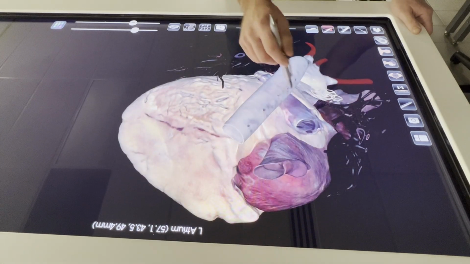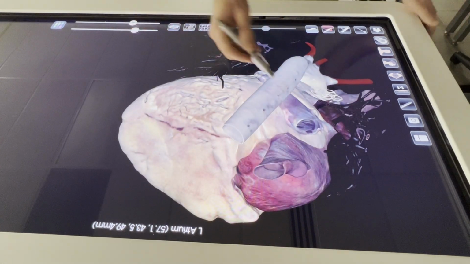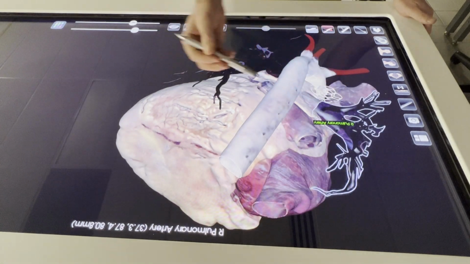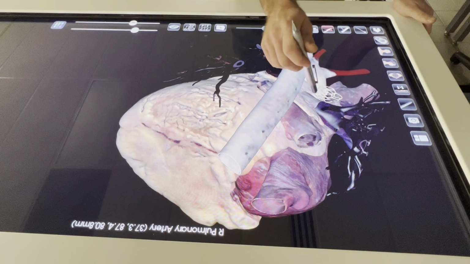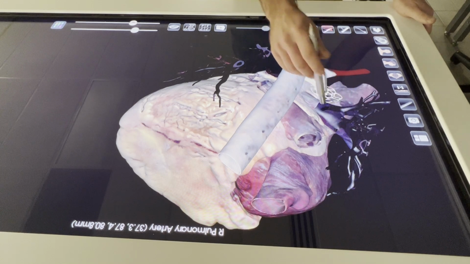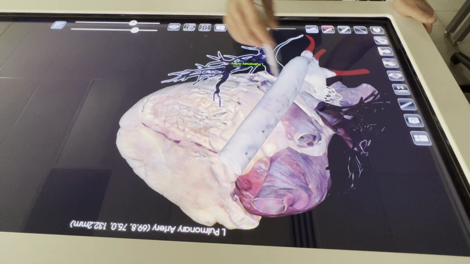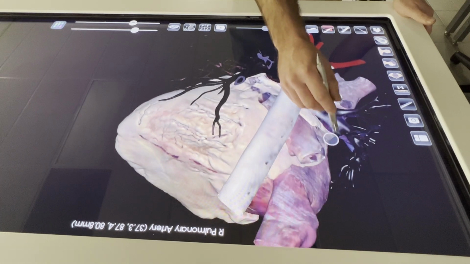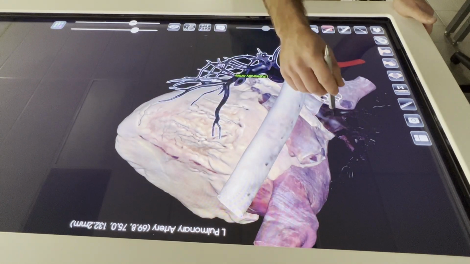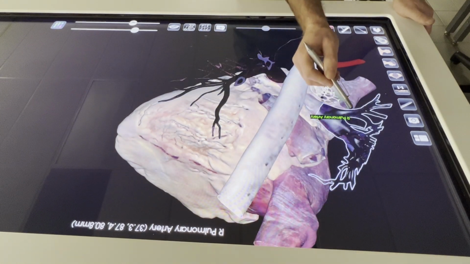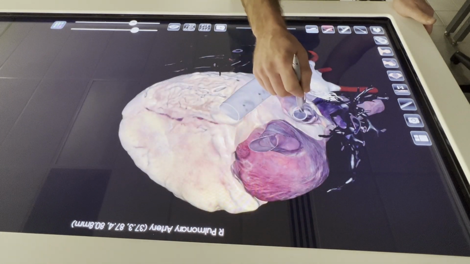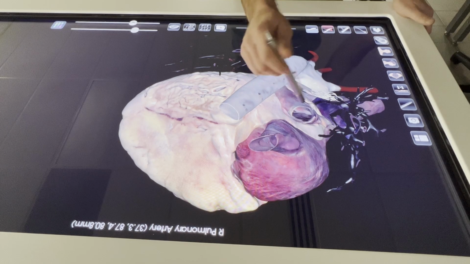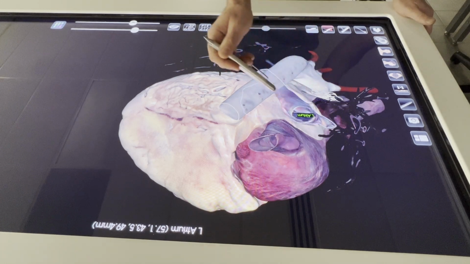And remember, pulmonary just means lungs. So the pulmonary artery is going to the lungs, artery away from the heart. Pulmonary, lungs. So away from the heart to the lungs. Our pulmonary vein, to the heart from the lungs.